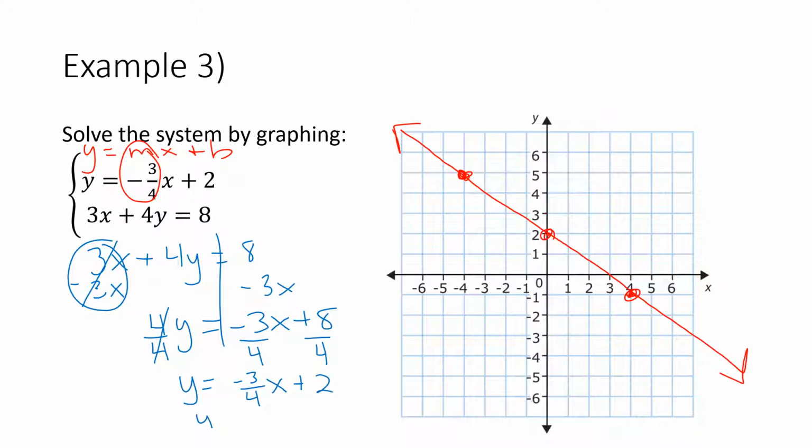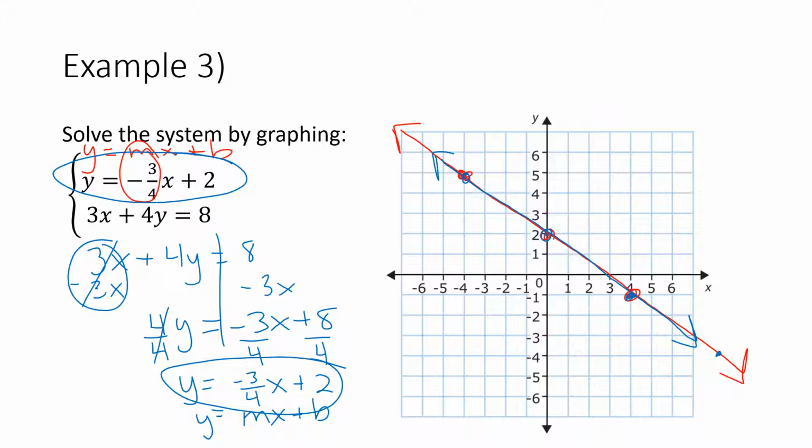Now we have y equals mx plus b format, and we can graph this line. So we could start again at 2, and then go down 3/4, and if we work backwards, up 3, back 4. Notice that all of these points are the exact same as the first line. In fact, this equation is the same as the first equation.